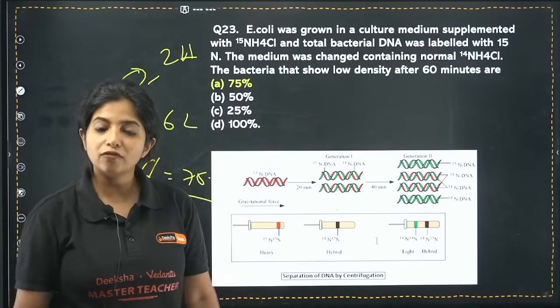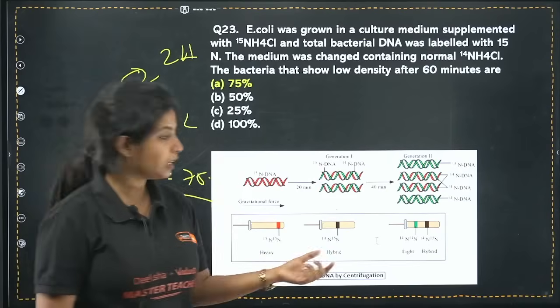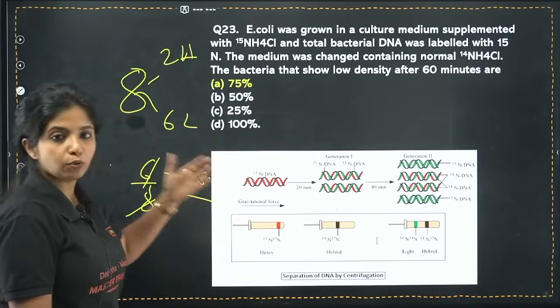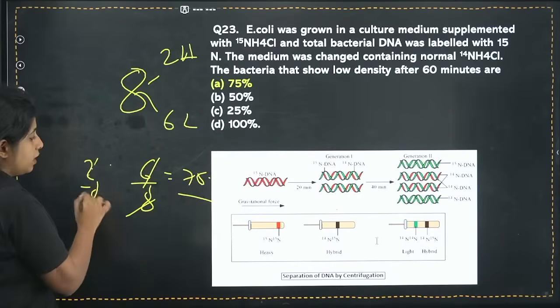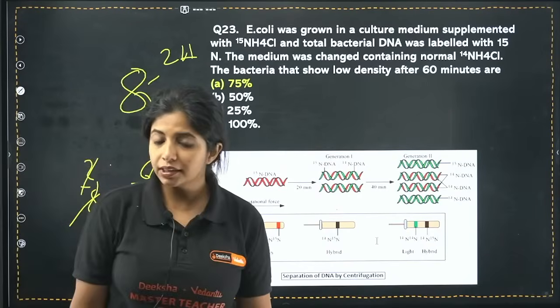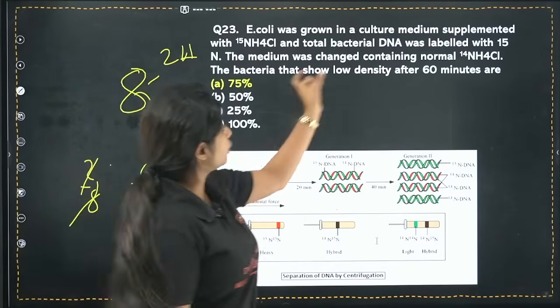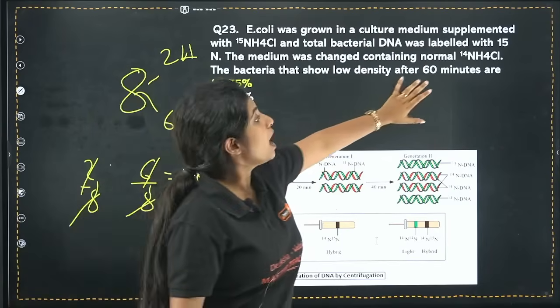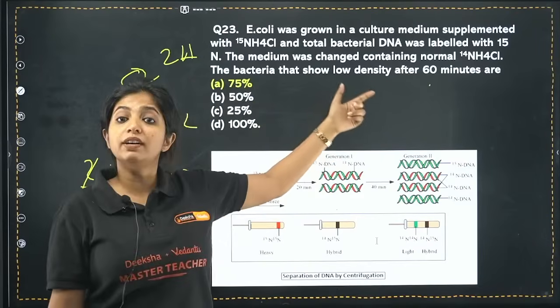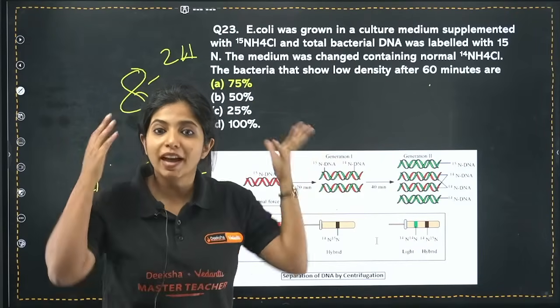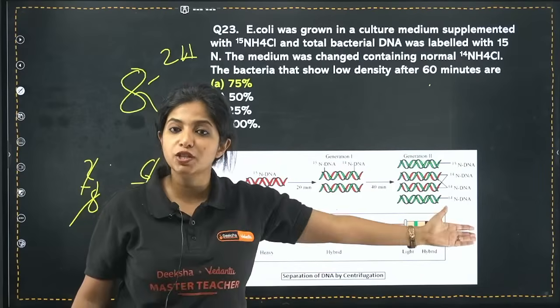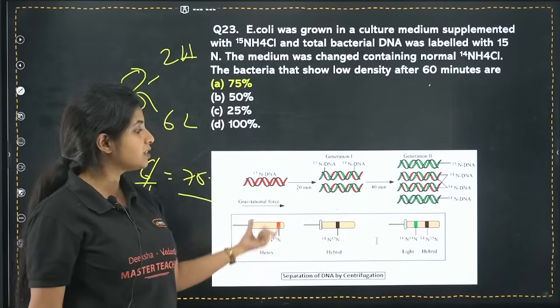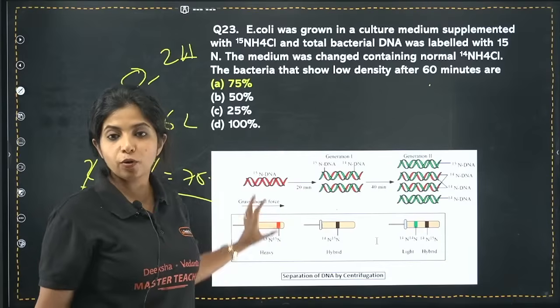Got it? And 2 of them are always going to be of hybrid density. So if asked about 2, then you have to do 2 by 8, you get your answer. You got it? And you have to be very sure about the medium that is there. Sometimes they do not change the medium. Sometimes they will ask you how many of them are going to be heavy density after 60 minutes. Heavy density is not going to be found after 60 minutes. The only time that you find heavy density is over here, if at all you're growing that over here.